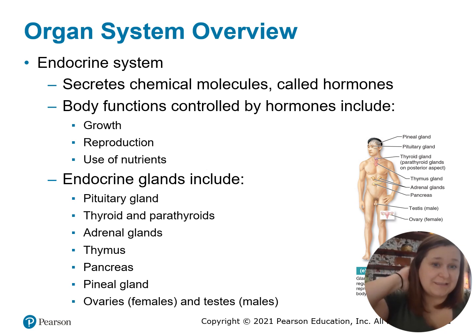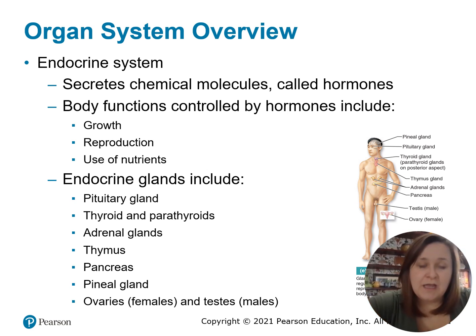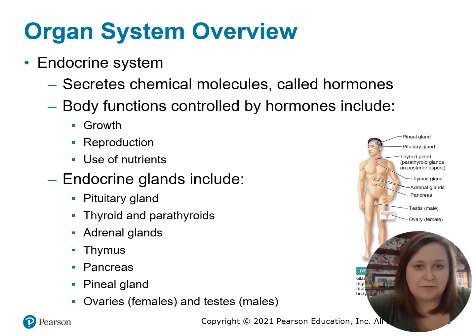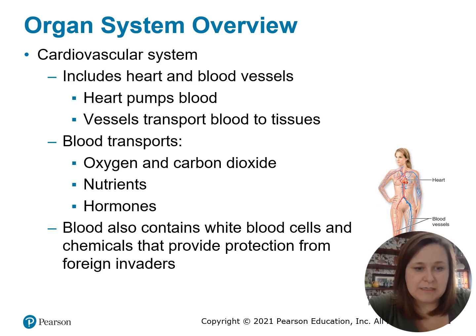We're also going to cover the endocrine system. It's going to secrete chemical molecules called hormones. Hormones have a lot of really important functions in our body. They are involved in growth, reproduction, use of nutrients. We have a whole lot of endocrine glands that we will cover. Some of those glands are going to include the pituitary gland, the thyroid and parathyroid, adrenal glands, thymus, pancreas, the pineal gland, and of course the ovaries and testes also will be covered under these glands.